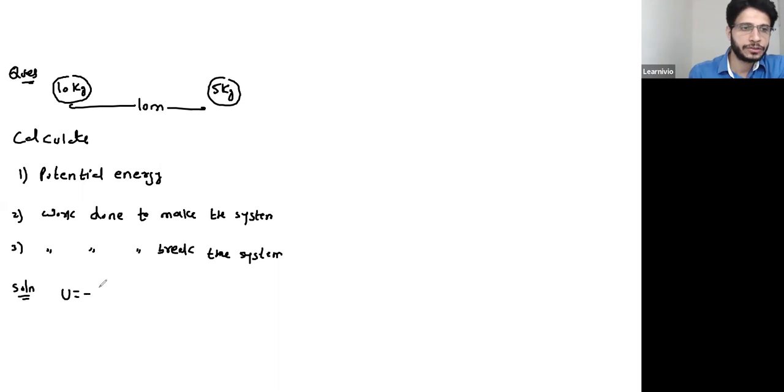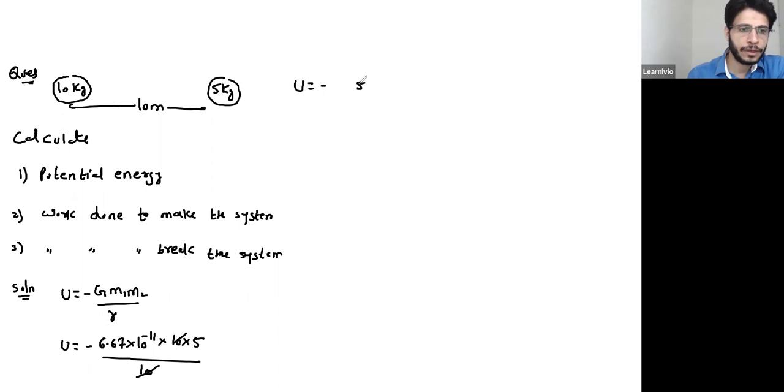The potential energy is minus of G m1 m2 over R. Keep on substituting the values. G is 6.67 into 10 raised to the power minus 11. M1 is 10, M2 is 5, R is 10. So this 10 will cancel this 10. So it's minus of 33.35 into 10 raised to the power minus 11. So that's the answer of part 1.